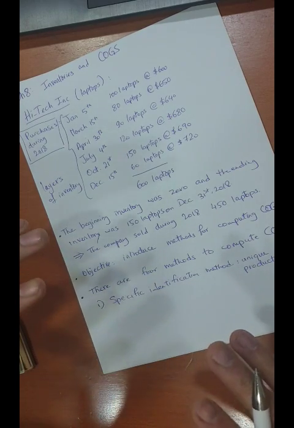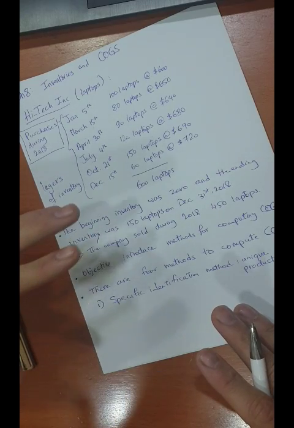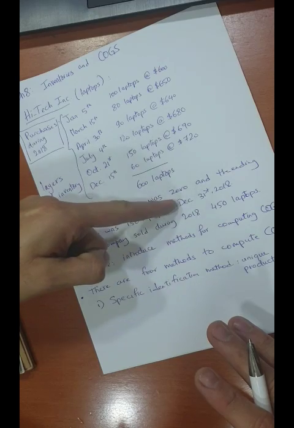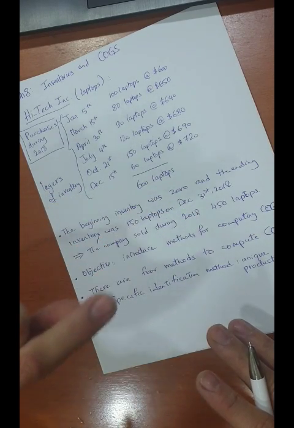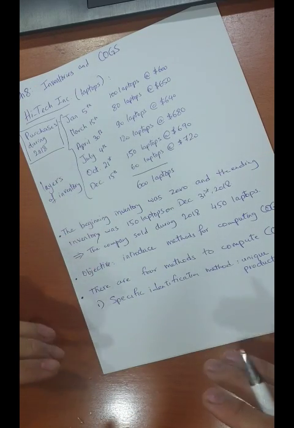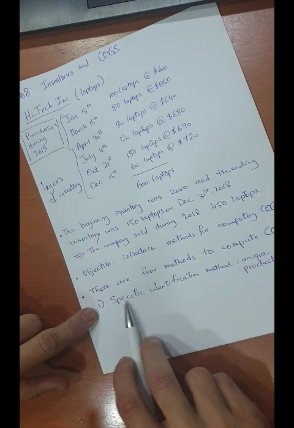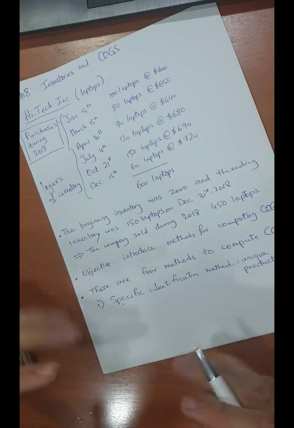You purchased 10 cars throughout 2018 and you sold 7 of them. Now in the income statement, you need to have the revenue that you generated and the cost of goods sold for these specific 7 cars. You cannot do anything else with estimating cost of goods sold. So there's nothing to teach you about. You just need to know that specific identification method is used for unique products, and that's it.